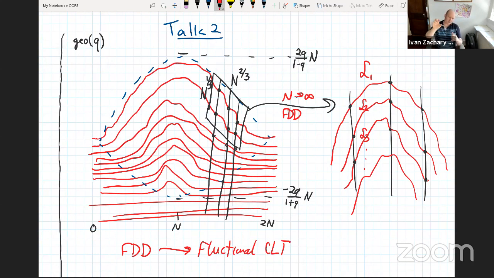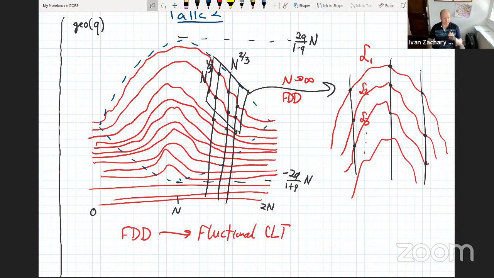Look at the measure on any compact interval in the horizontal variable in this n to the 2/3 scale, and for any finite number of top curves, and prove that the measure on paths has a weak limit, or by Skorokhod representation that there exists a coupling in which you have uniform convergence to some limiting object. So that's what we'd like to show.